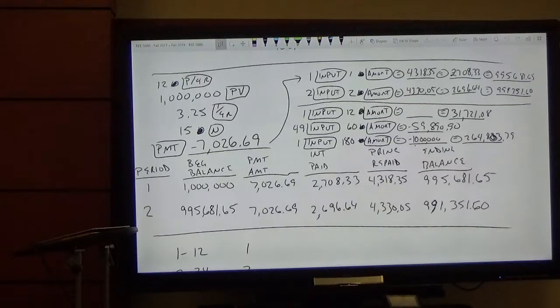Can you go back to the interest paid? Yeah, the monthly payment formula, I missed it too.